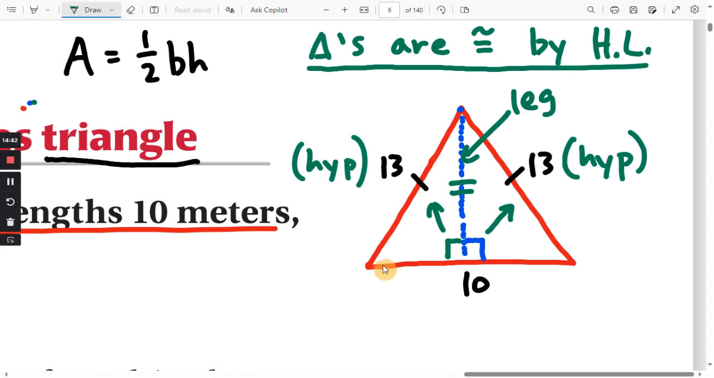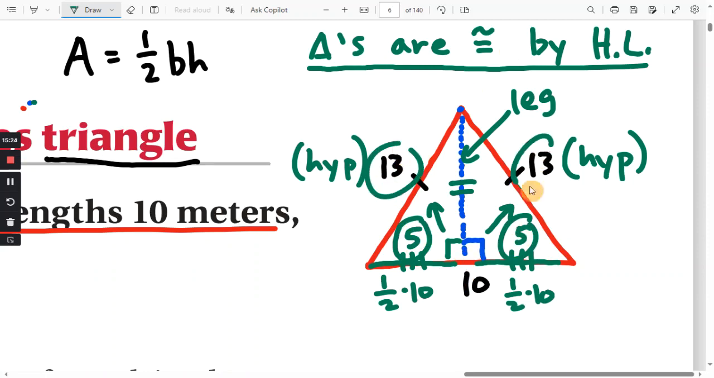So that means this base right here is equivalent to this base right here. So I'm going to mark that congruent to that. If the whole thing is 10, each one of these are going to be half of 10. And of course, we know that half of 10 is just 5. All right, so this should work every time. You don't have to write all this, but this should work every time for an isosceles triangle. So we have a 5 right here, and we have a 5 right here, and that's 13, and that's 13.